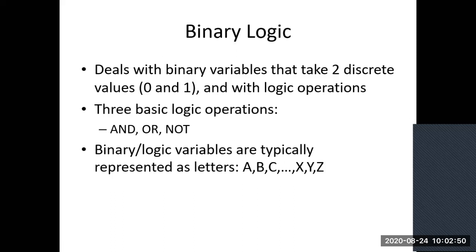You already know that in binary logic we are dealing with two values, which are 0 and 1. Three types of logic operations are there: AND operation, OR operation, and NOT operation. For these operations, we denote our variables with capital or small letters, for example A, B, C.